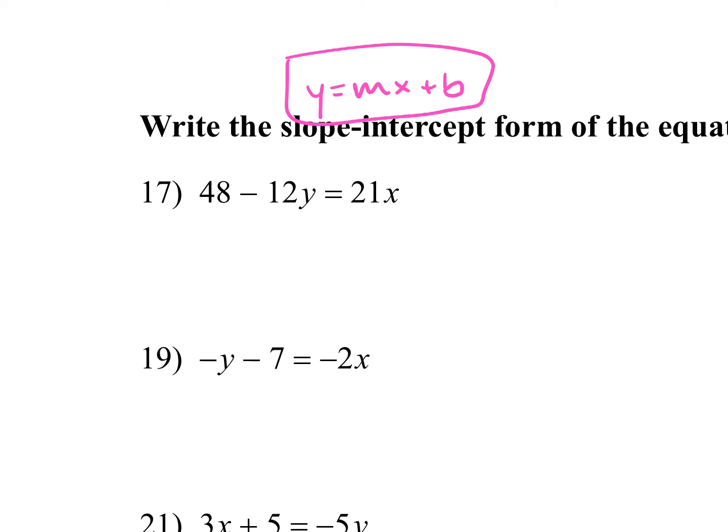So what should I do? Awesome. I want to move that 48 to the other side. Can I combine 21x and 48? No. So I have to just leave it separate. What do I write next? So I want to write 21x minus 48 because I want my x to come before the number.